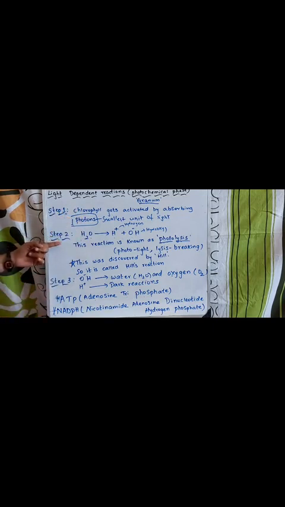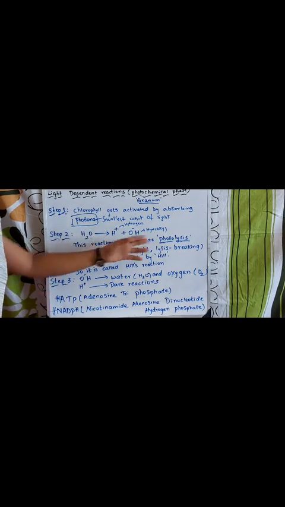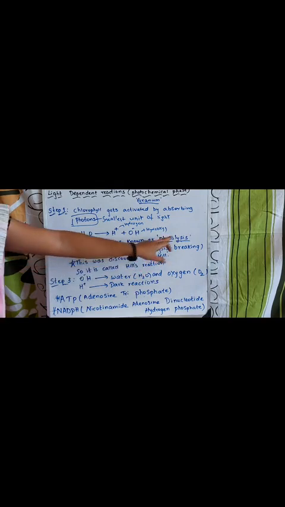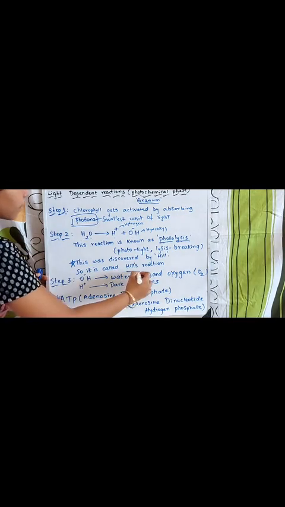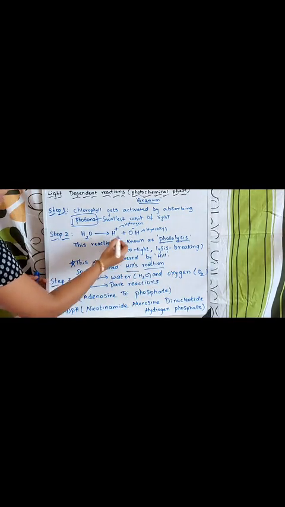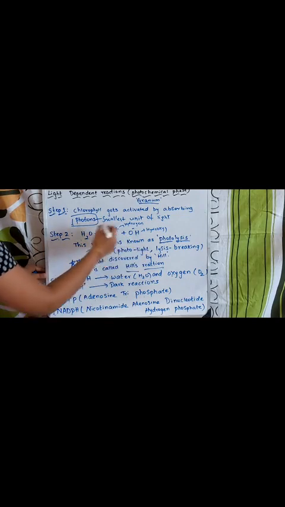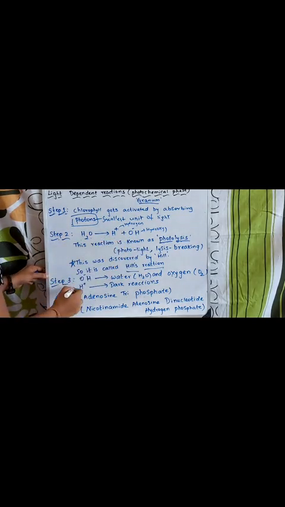Here in the second step, splitting of water molecule will take place into hydrogen and hydroxyl ion. This reaction is known as photolysis. Photo means light, lysis means breaking. As this was discovered by Hill, it is also known as Hill's reaction. Coming to the third step, the H plus and OH minus ions which are formed in the second step are used up here in the third step.